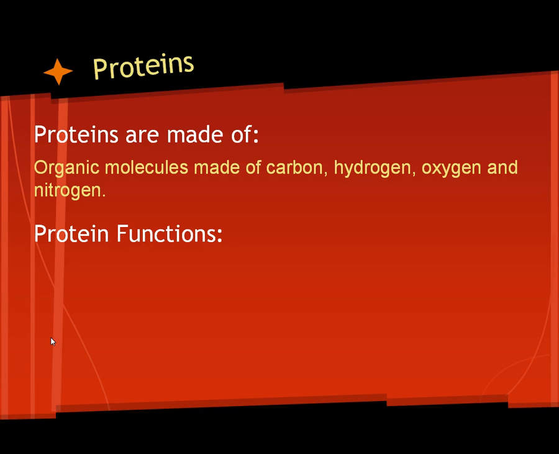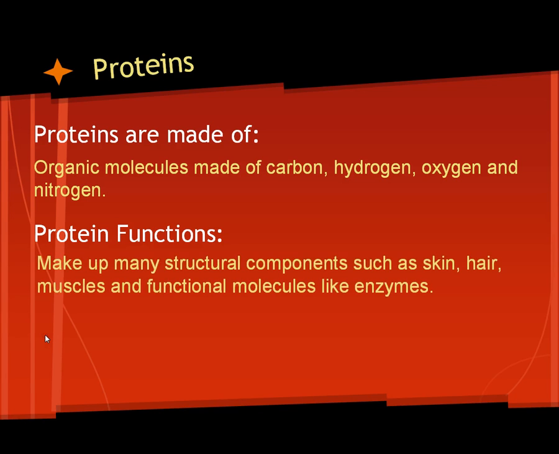What do proteins do? Proteins can make up structural components in animal cells, such as skin, hair, muscles. They're also functional. Enzymes are a class of proteins. Hormones are a class of proteins. So they're functional in keeping us going as well as structural.